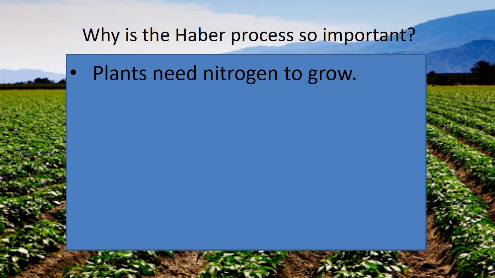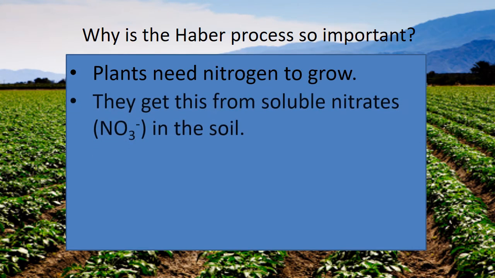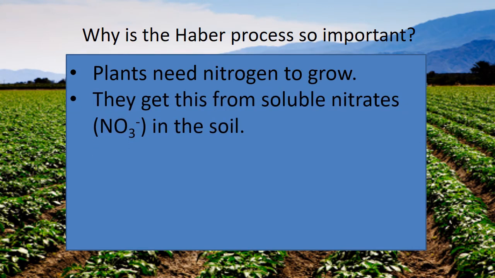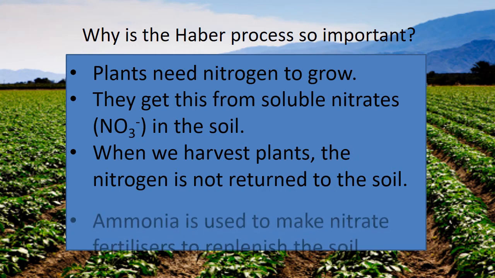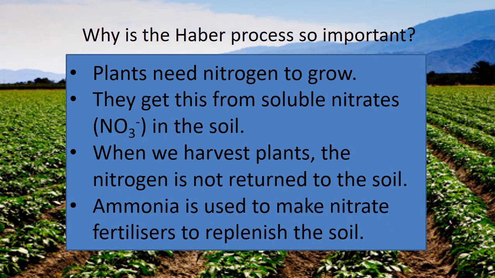So why is the Haber process so important? Well, plants need nitrogen to grow, and they get this from soluble nitrates in the soil. But when we harvest plants, that nitrogen isn't automatically returned to the soil, so it needs to be replaced by fertilisers. And we use the ammonia to make nitrate-based fertilisers to replenish the soil. Previously, before we had this process, we would be using various animal faeces, guano. The UK and Europe would have been importing large amounts of bird poo from South America to meet that need.